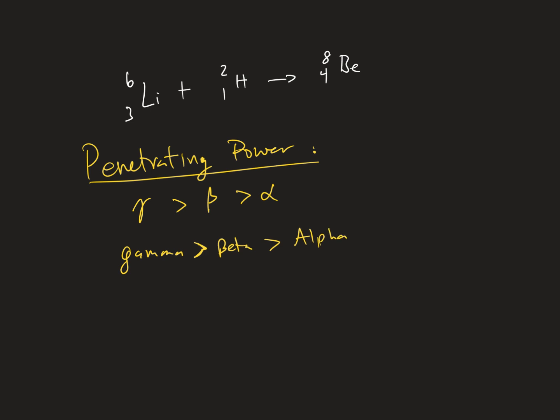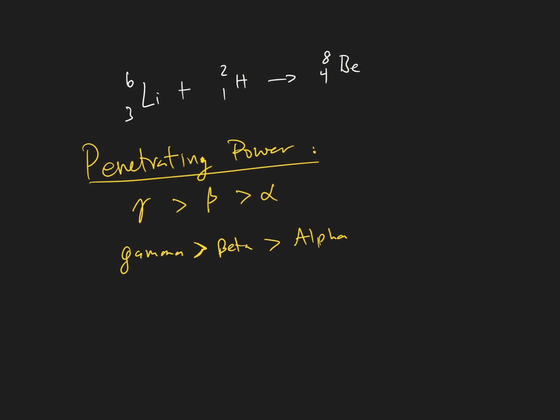Does that make sense in our mind? So alpha will be stopped by a piece of paper. That will stop alpha. It's just a piece of paper. So alpha actually comes from the sun.